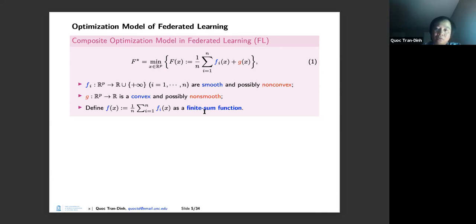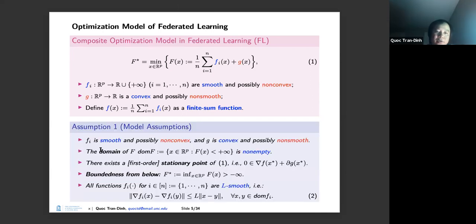However, in order to develop the algorithms, we need a set of assumptions. So let me state them here. The first four assumptions here are basically to make the problem well defined, like the smoothness of the function F and the convexity of the function Z. The domain is not empty, the stationary point exists, and the function is bounded from below. The only assumption that I want to highlight here is the Lipschitz continuity of the gradients. It's called L-smoothness. So the function Fi has a Lipschitz gradient. That's the main assumption that we need for developing the algorithms. All right.